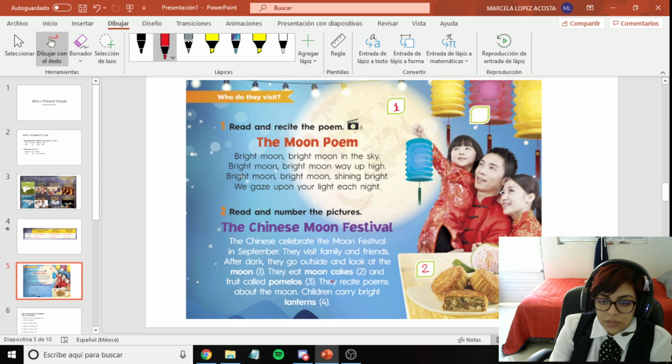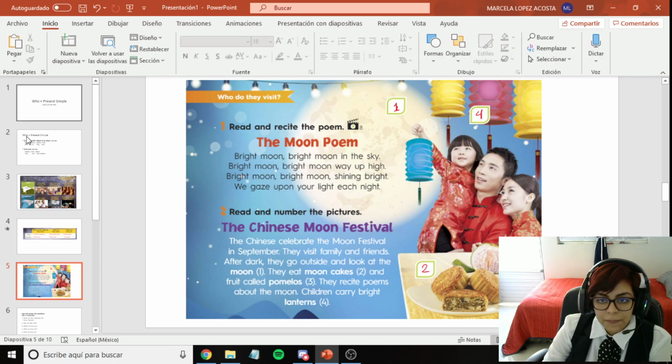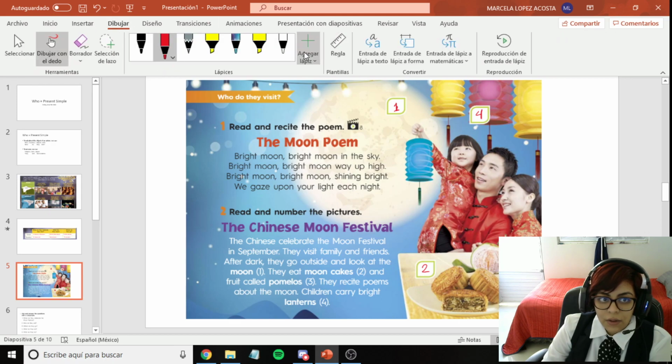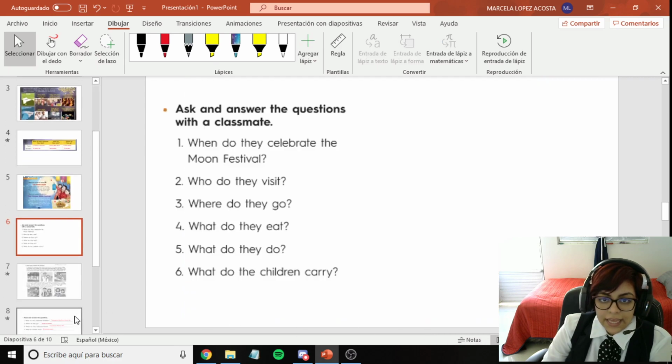And they recite poems about the moon, and children carry bright lanterns. Which one are the lanterns? These ones, right? These ones are the lanterns. Okay, very good. Now we have this one answered, and we are going to answer the next questions. Please copy these on your pink notebook.